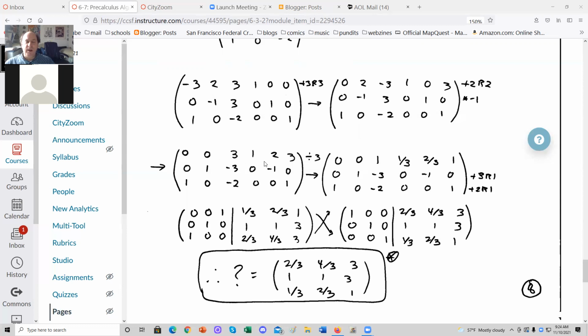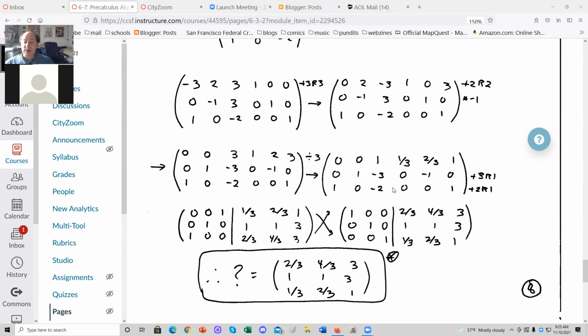Well, let's divide this row throughout by 3. That row becomes 0, 0, 1, 1/3, 2/3, 1. We're nearly done. We have this column cleared, this column cleared. We'll clear this column by pivoting on this entry. We use this 1 to cancel that. Add 3 of row 1 to row 2. We use that 1 to cancel that -2. So add twice row 1 to row 3.